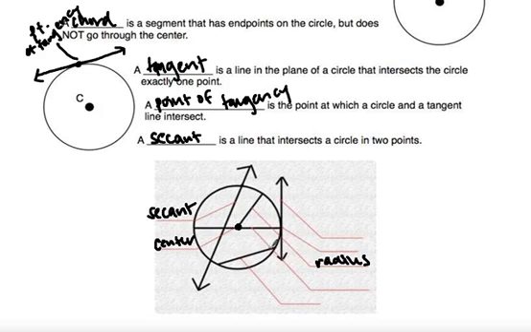However, this line doesn't go through the center, so we're going to call it a chord. This one's kind of hard to see, but it's pointing to the entire line, so that would be a diameter because it does go through the center. This line only touches the circle once, so we call that a tangent. And the point that it touches the circle is called a point of tangency.